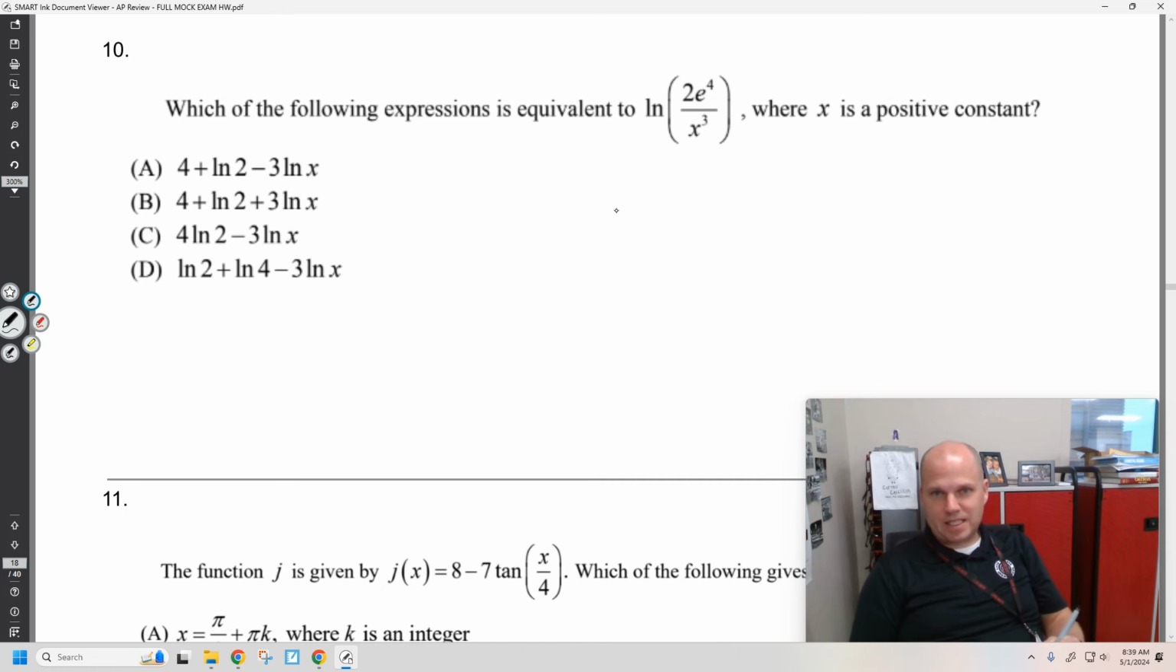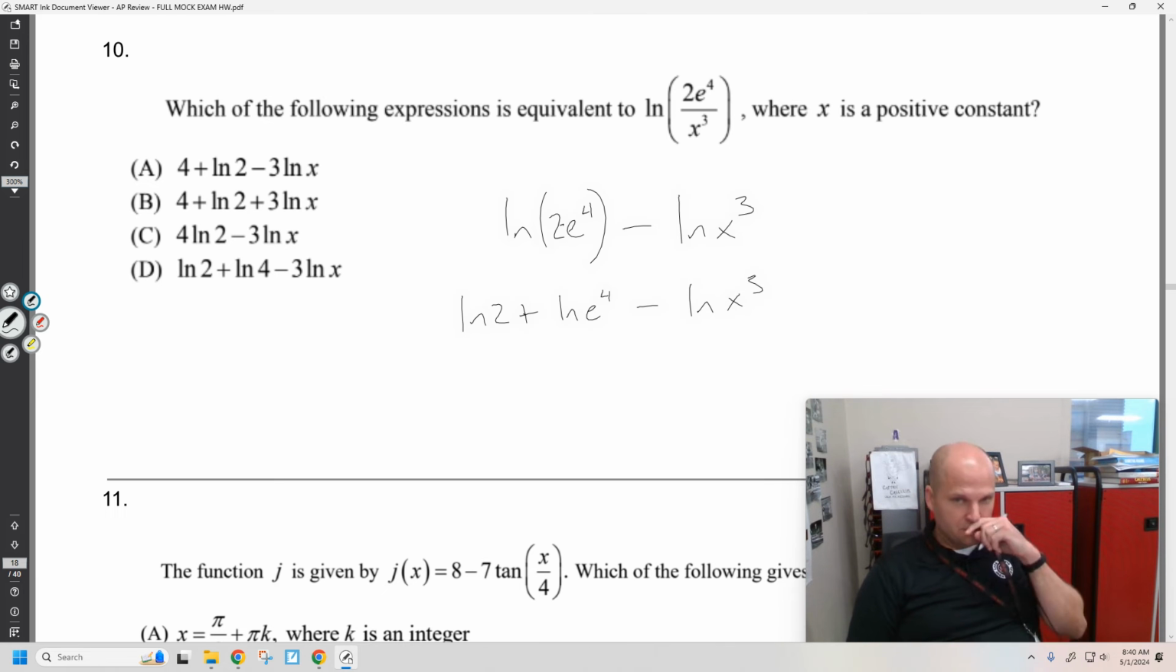Looks like we want to expand, so maybe start by switching the division into subtraction, switching the multiplication into addition, either knowing the log of e to the fourth is just 4, or bring the 4 down knowing the natural log of e is 1. So I have ln 2 plus 4 minus 3 ln x.